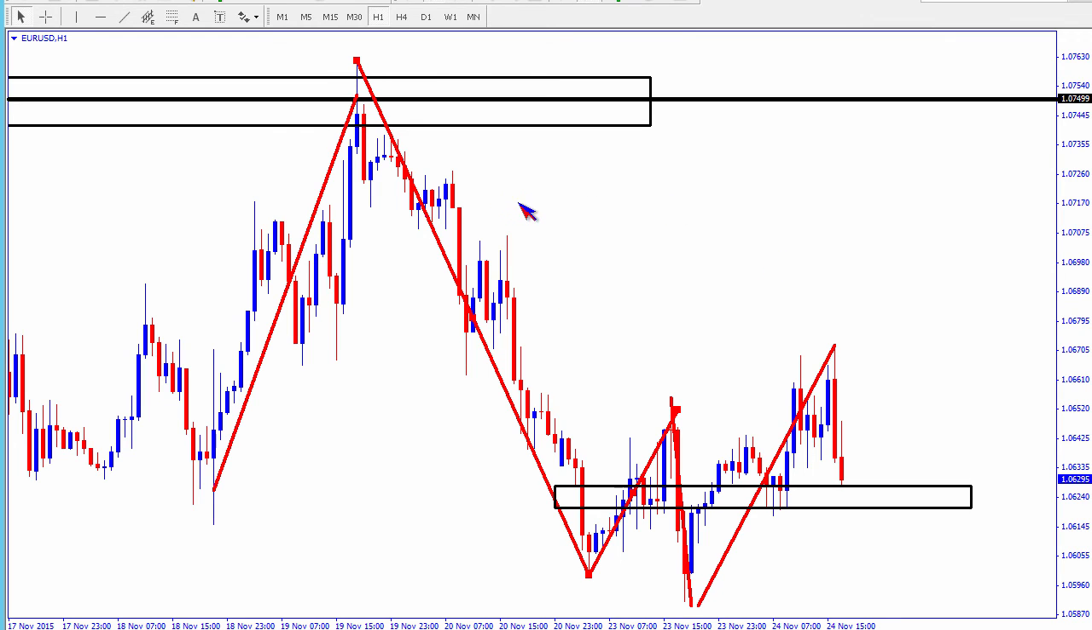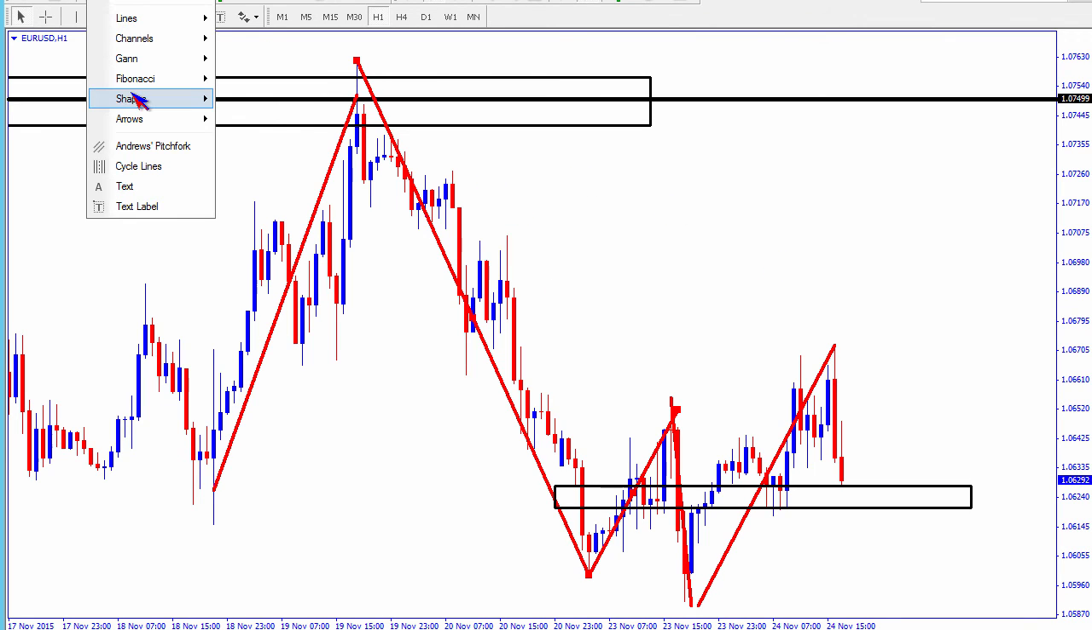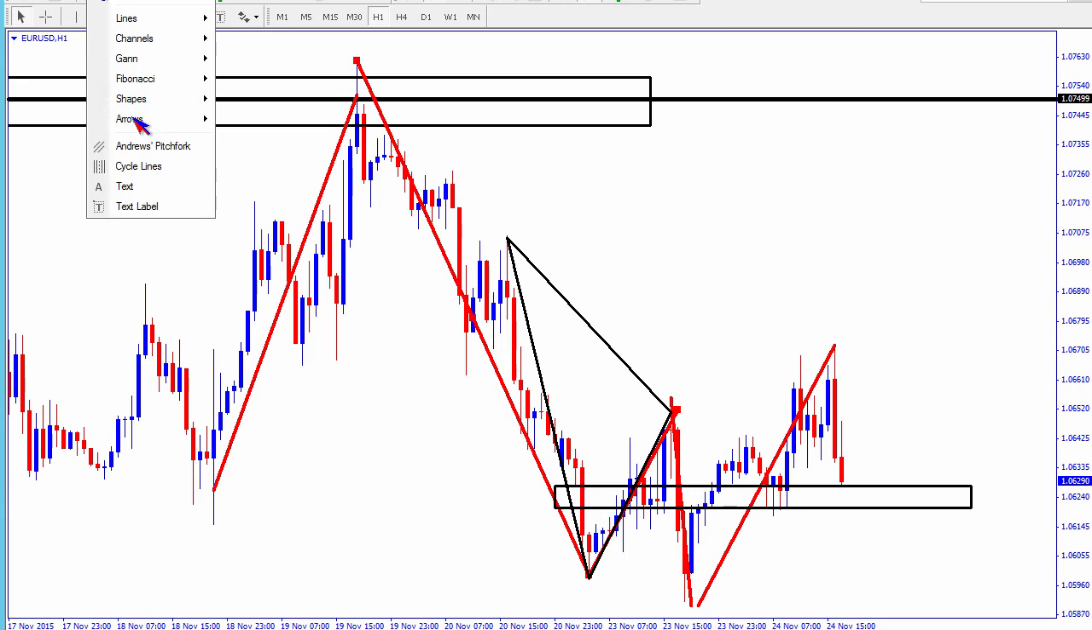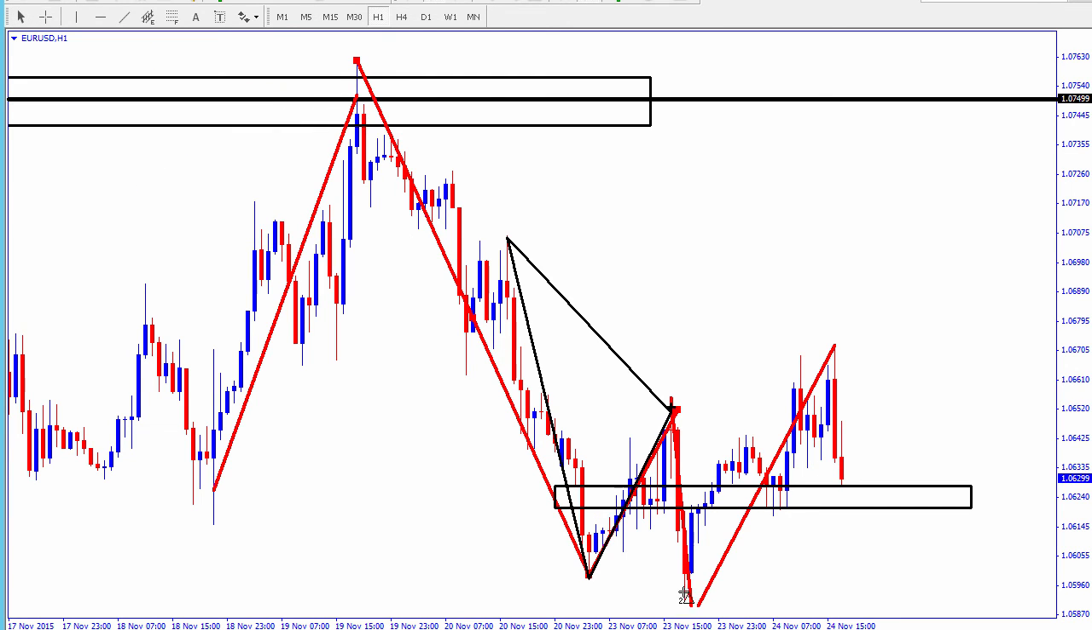People look at this and they can call it a Gartley, or a shark, or whatever you want to call it. The bottom line is, take away all the fancy stuff. Always looking at the past. Always looking at what has happened in the past.